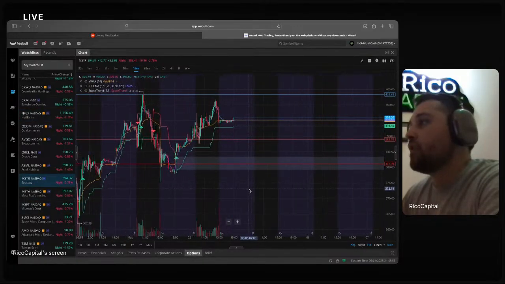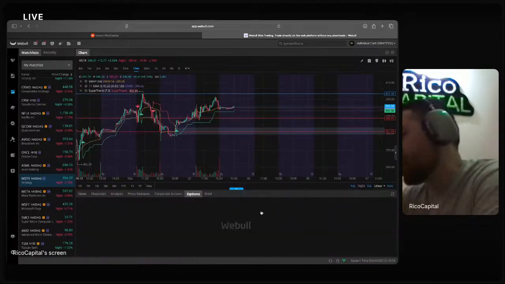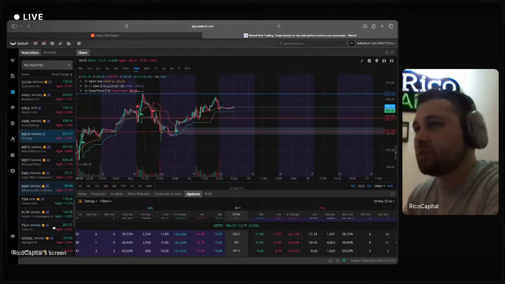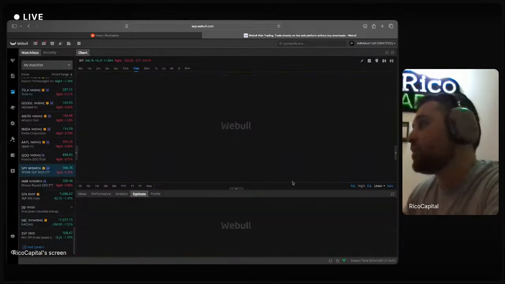MSTR has a gap too. I don't think I like the option chain on this. Yeah, it's pretty juiced. Paying 1,100 for something right at the money. I'm not trying to do that.